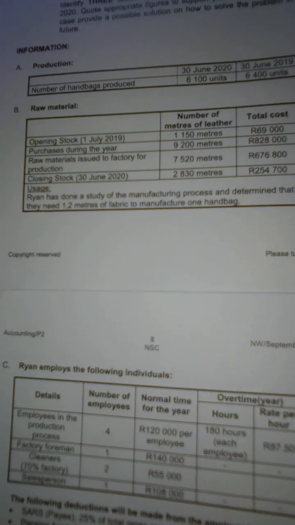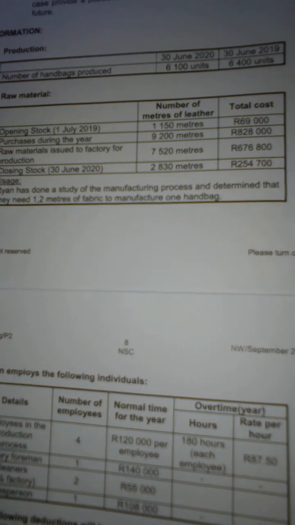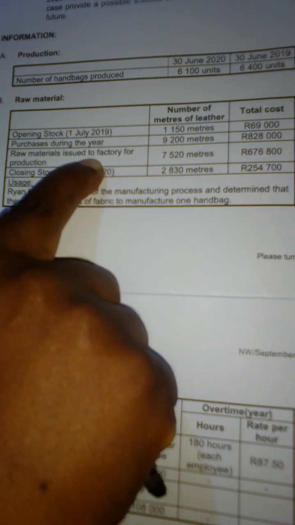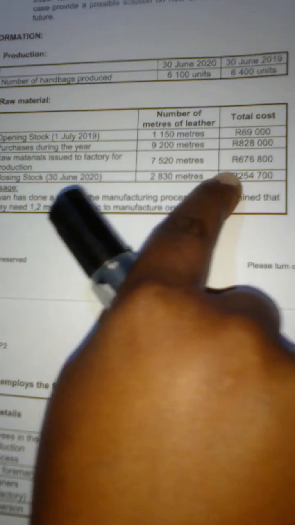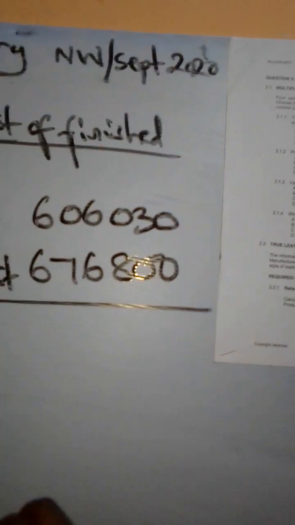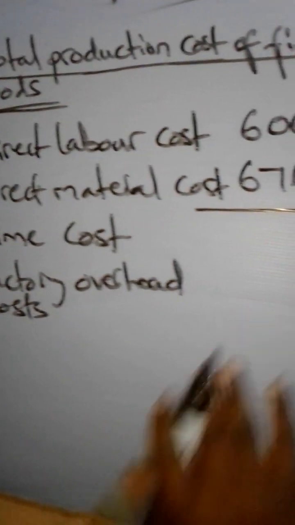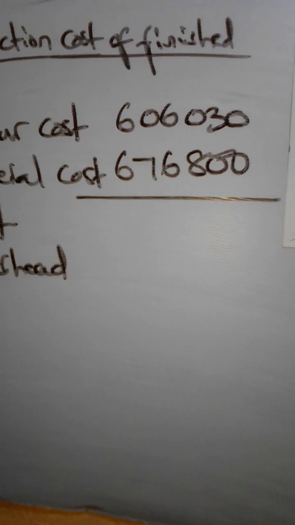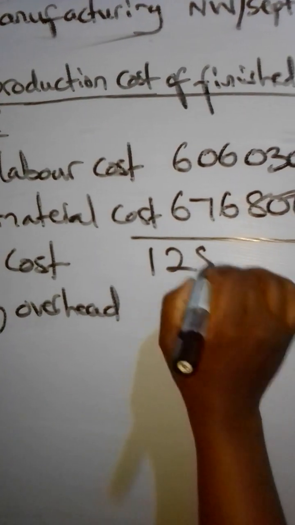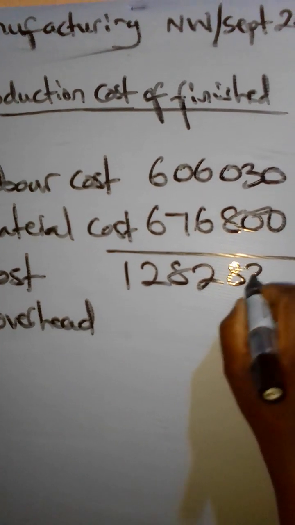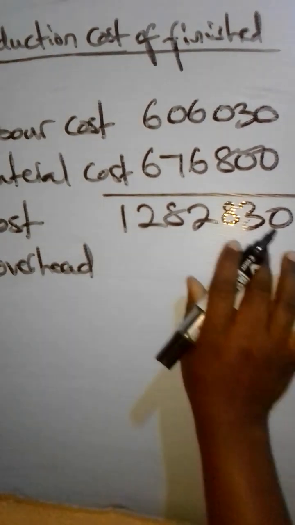Direct material cost. We are interested in the raw materials that were issued to the factory. So here we've got raw materials issued to the factory for production. The total cost is 676,800. So we say 676,800 plus 606,30 to get our prime cost, which will give us 1,282,830. So this is our prime cost.